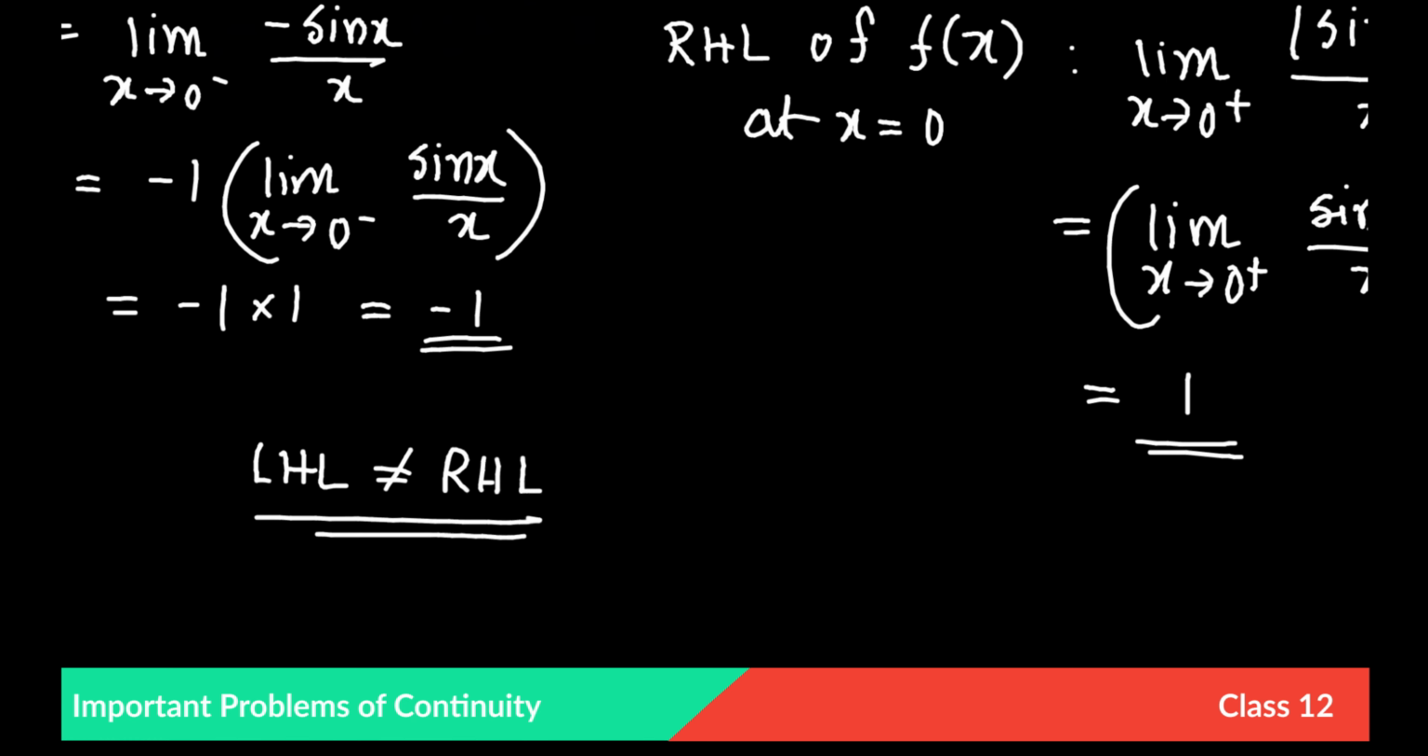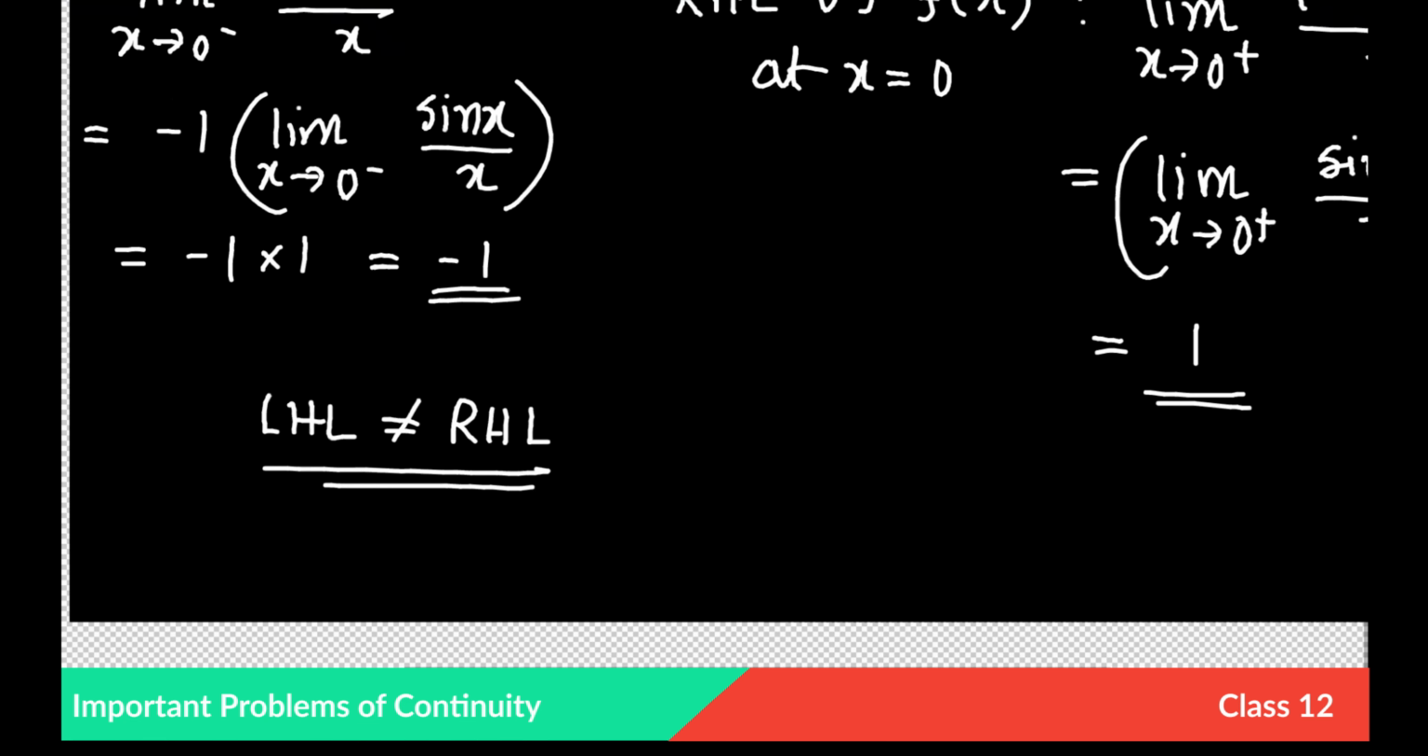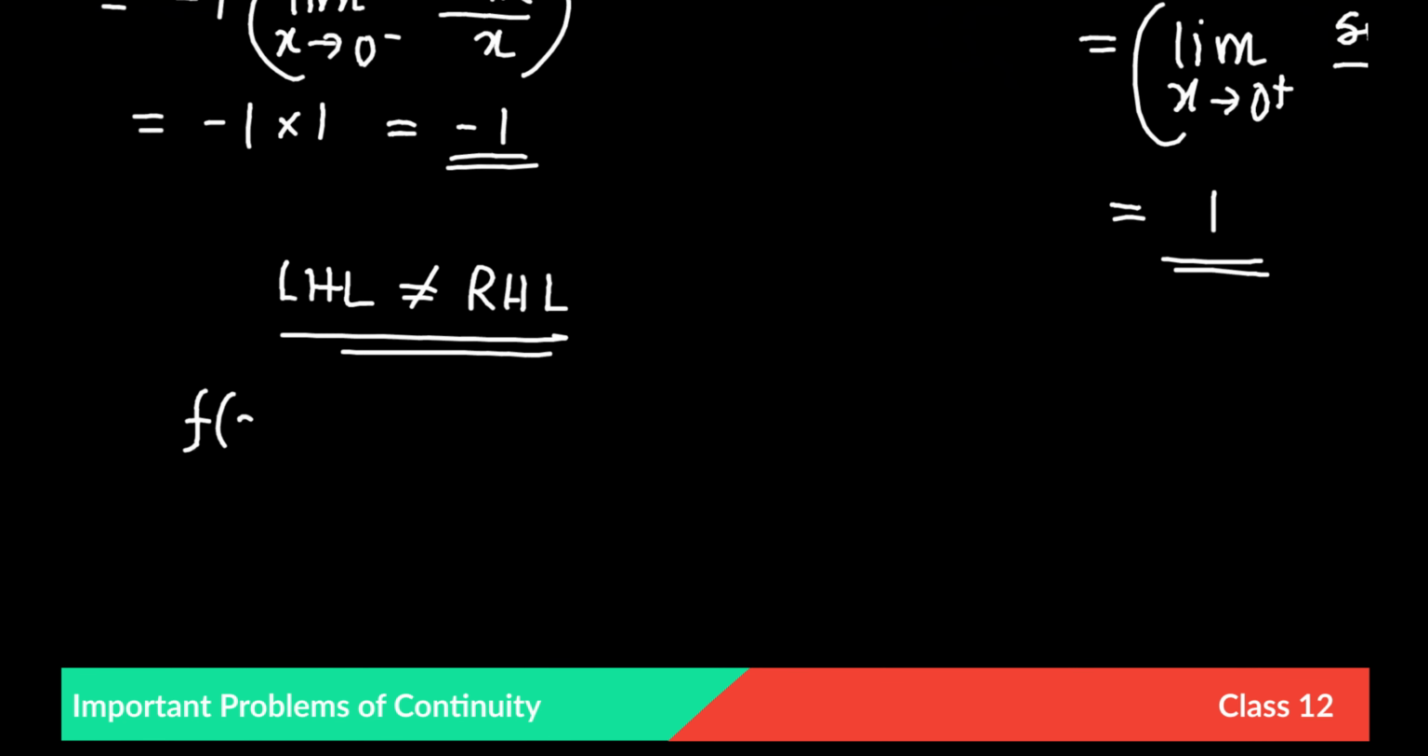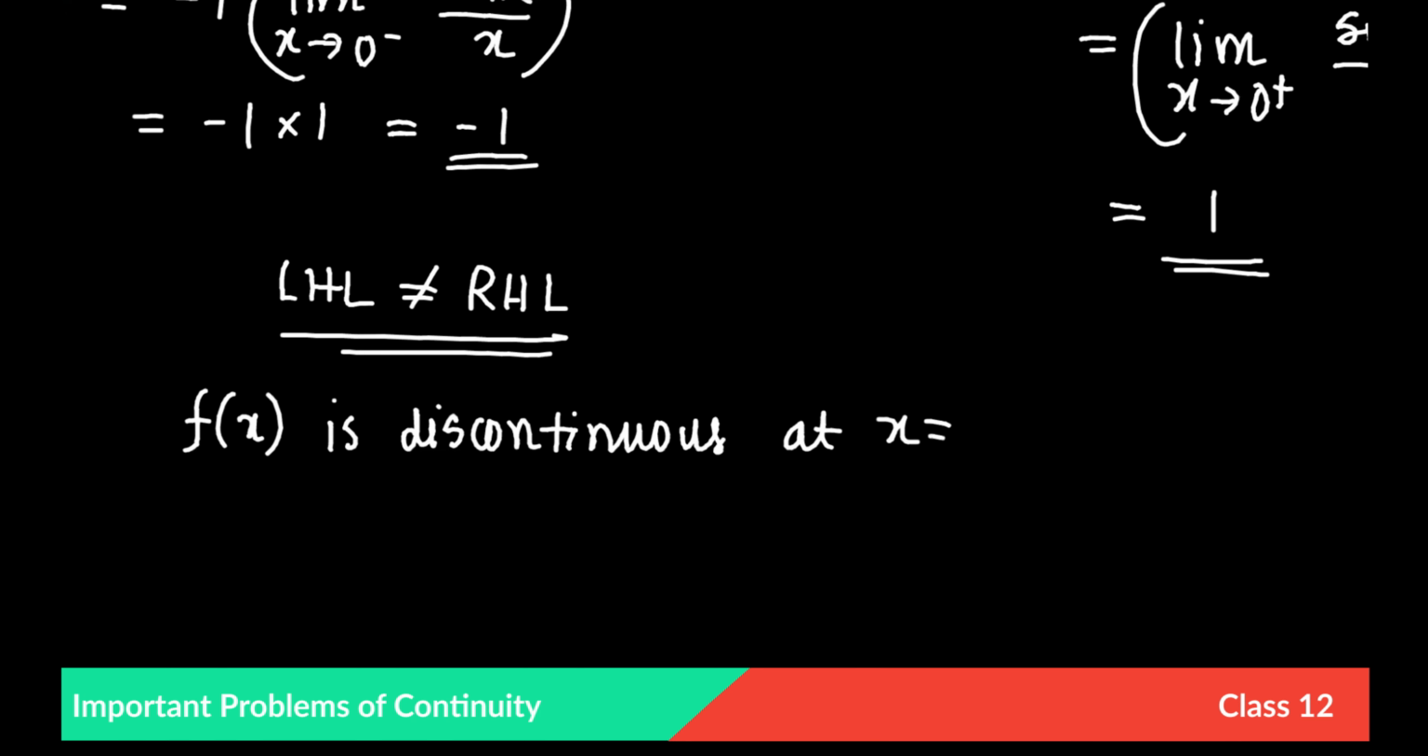So therefore LHL is not equal to RHL. If LHL is not equal to RHL, then there is no question of continuity of the function at x equals 0, because for the function to be continuous at x equals 0, the criteria is LHL equal to RHL equal to f(x). So here LHL is not equal to RHL, then there is no question of continuity. That means we can write that f(x) is discontinuous at x equals 0.